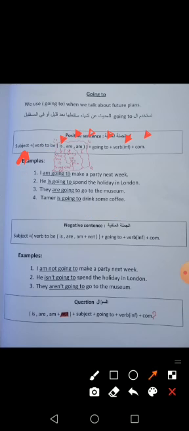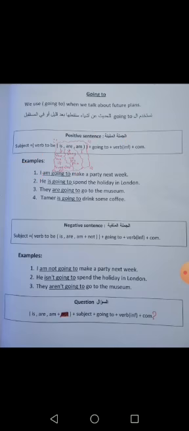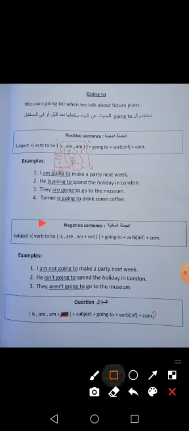We use is if the subject is he, she, it or a singular noun. We use are if the subject is they, we, you or a plural noun. We use am if the subject is I. So, in the negative sentence, إذا بدنا الجملة منفية, we add not. نستخدم نفس الجملة هاي بس منضيف لها not.